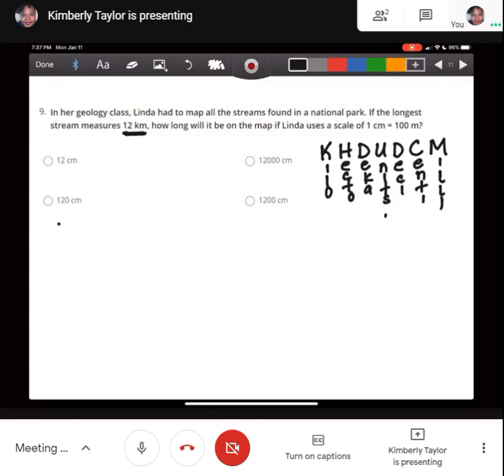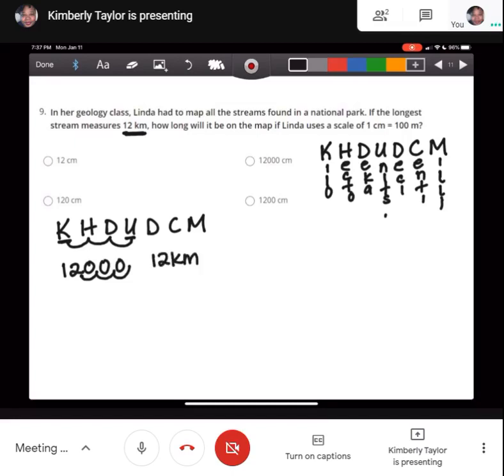What I am accustomed to doing is King Henry died under dirty, cold mud. If I want to change from kilometers to meters, and I know meters is under units, I have to see how many spaces I need to move to the right. So this is 1, 2, 3 spaces. I'm going to take my 12 kilometers and move 3 spaces to the right, and for every empty space, I'm going to put in a 0. So 12 kilometers is now equal to 12,000 meters.